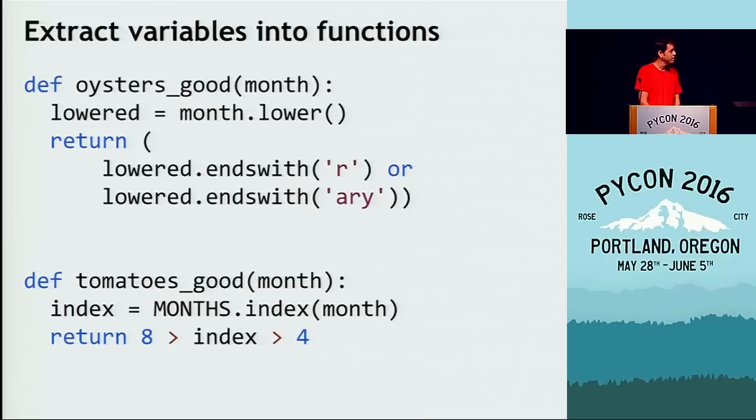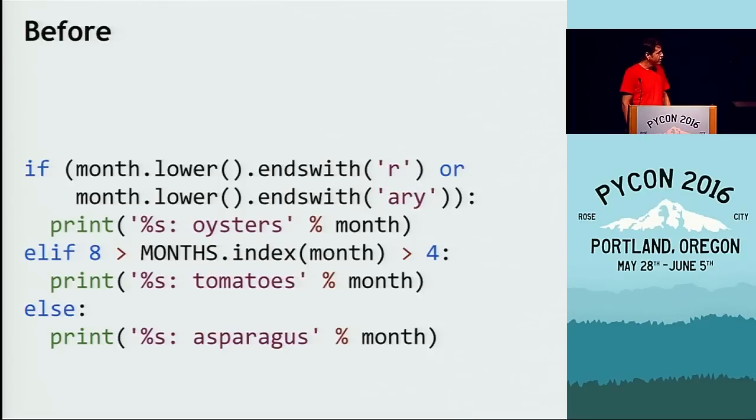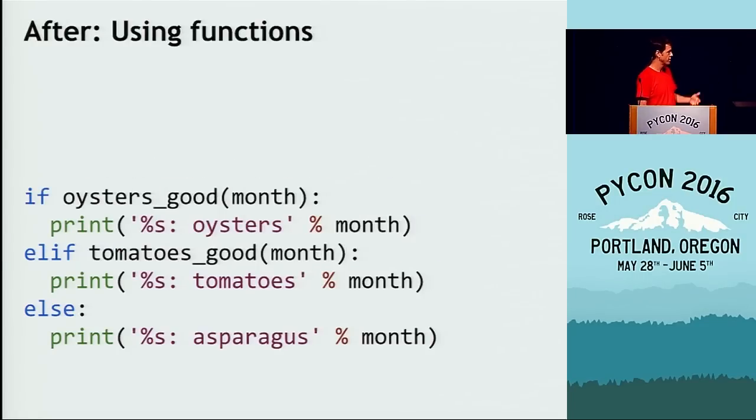Instead of extracting them into variables, we can extract them into functions. So we can say, OK, let's have one function that determines if the oysters are good, and one function that determines if tomatoes are good. And when we go back to the same code again, we have this complexity from before. What we can do is replace each of these Boolean statements with a call to the function. So now this is really easy to read. It's extremely obvious. If oysters are good, then you should eat oysters. If tomatoes are good, you should eat tomatoes. Otherwise, asparagus.